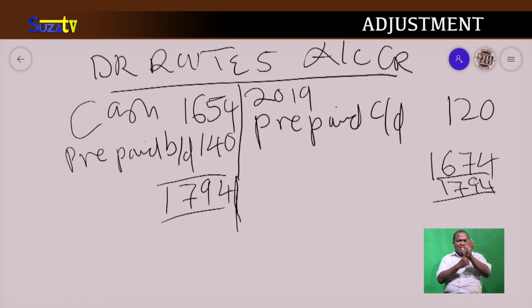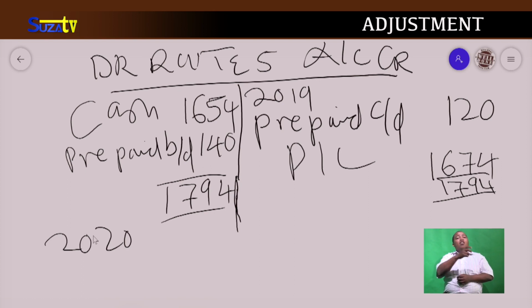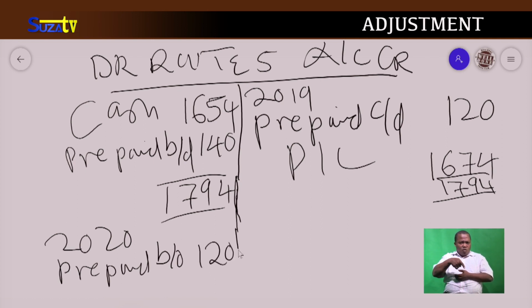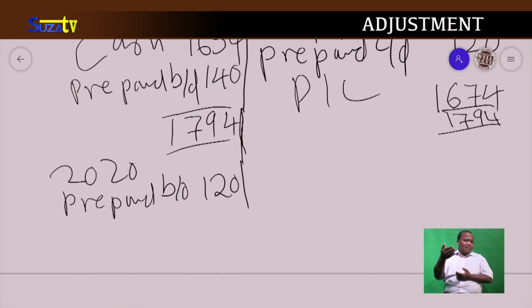1,674. This is the amount transferred to P and L. In the next year, 2020, you put here prepaid CD, which becomes a prepaid BD of 120 shillings. Then we should transfer this amount to the P and L.